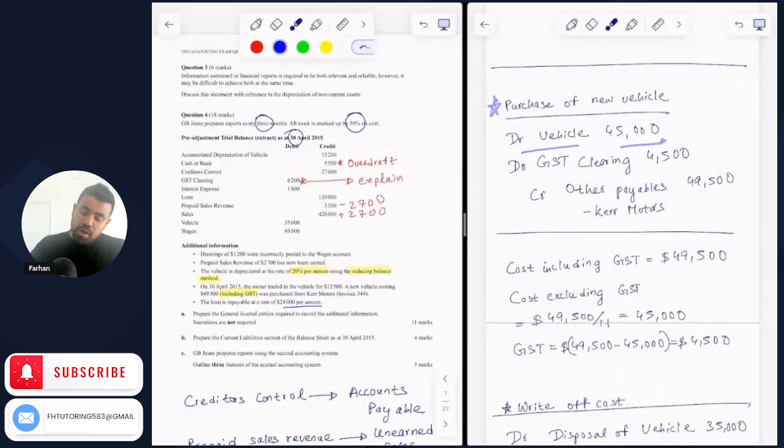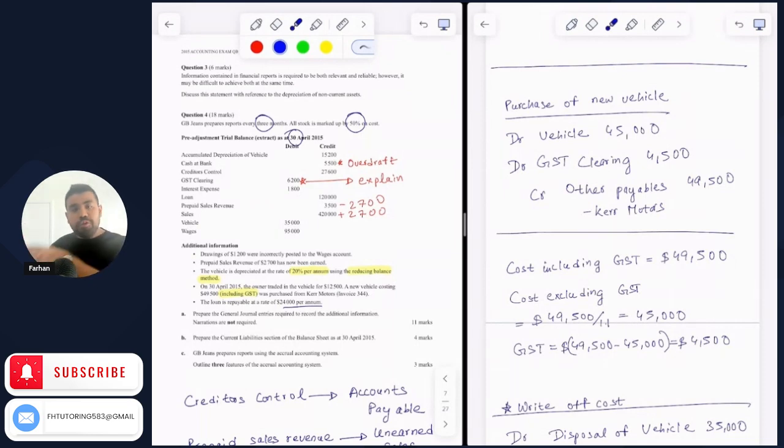At the same time, we have GST clearing of 4,500. Now, why am I debiting this? All right. GST clearing is a liability account by default, right? Which means every time I'm collecting GST from my customers, my obligation with the ATO goes up. And when I'm collecting GST from customers, I have to credit them within the GST clearing account, right?